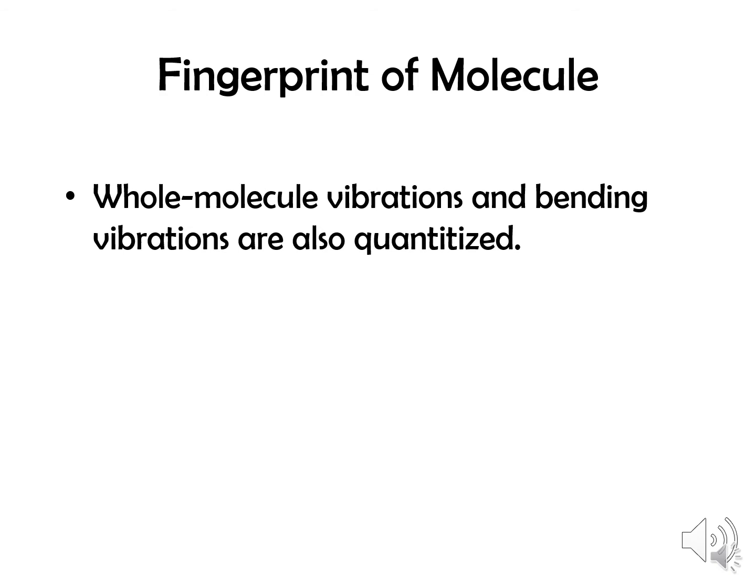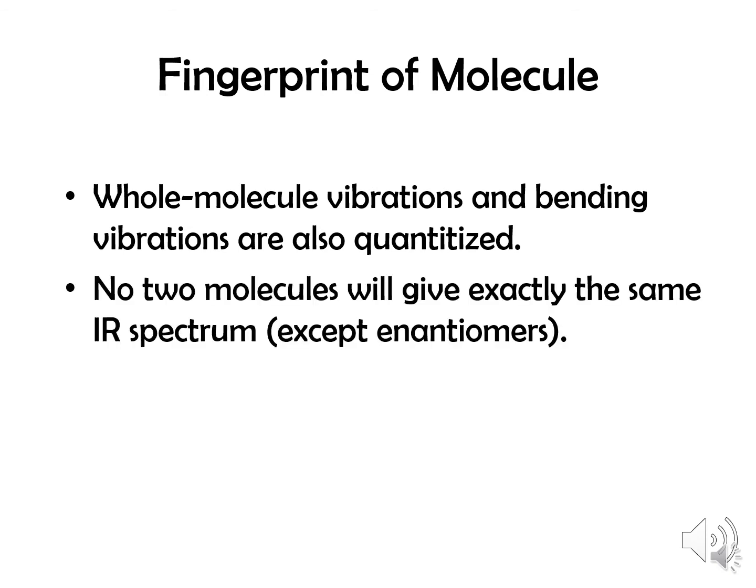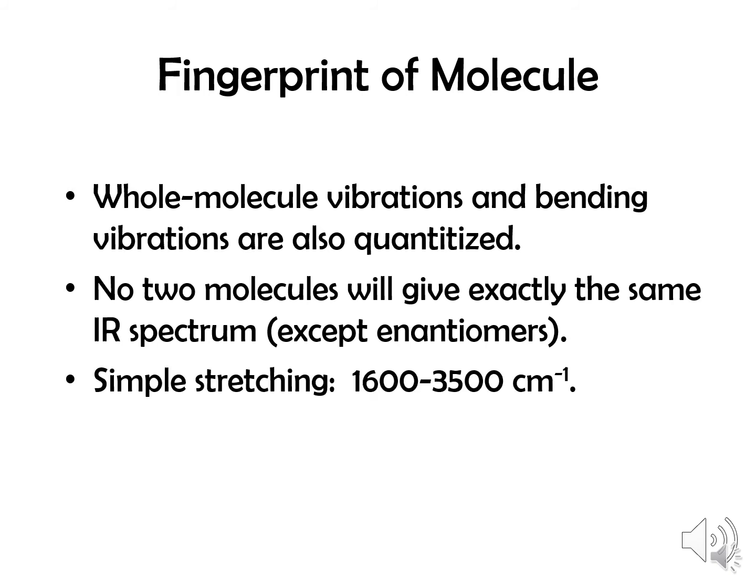So this kind of seems to make it a little complex, but whole molecule vibrations and bending vibrations are also quantized. So no two molecules will give exactly the same infrared spectrum, except enantiomers. So that's kind of powerful. If you want positive identification, if you get the infrared spectrum and it matches, you know it is what you've got. You have not artificially tuned the infrared to get something, you just don't do that.